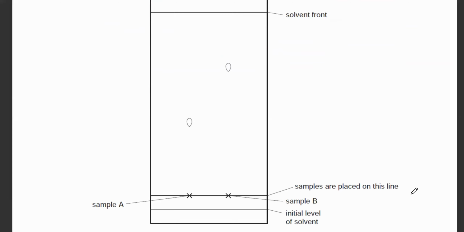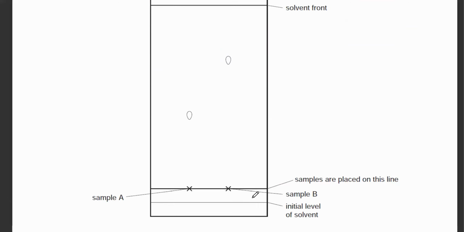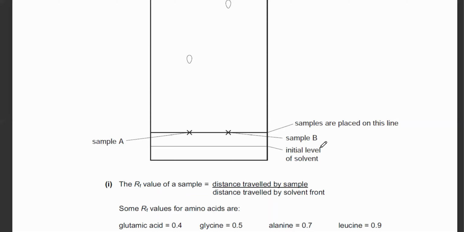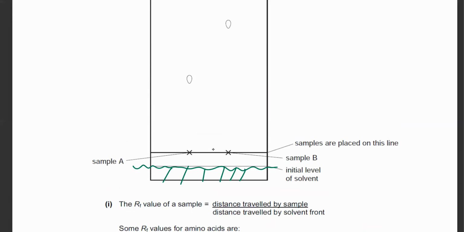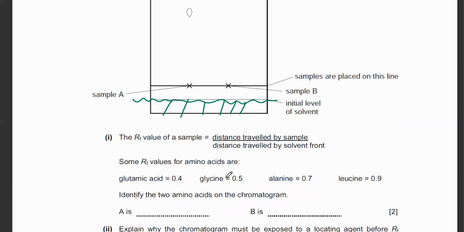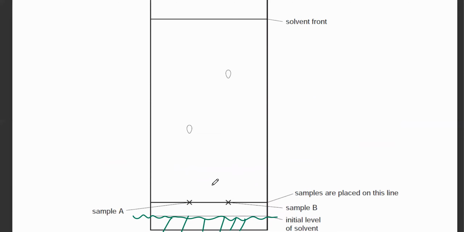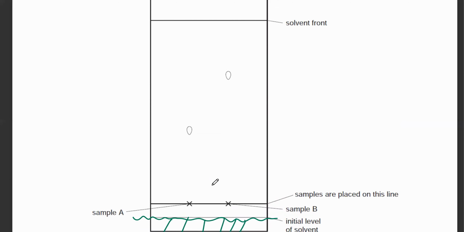So the samples of the amino acids are placed over here, and this is the initial level of the solvent. You have dipped the solvent up to this point. Now he's also given you the formula of how to calculate the RF value. Some RF values for amino acids are already provided, and you are supposed to identify these amino acids. You can do this with a ruler. It's the distance that is traveled by the dye from the starting line, which is this one.